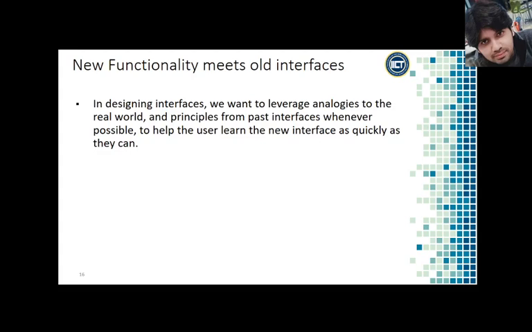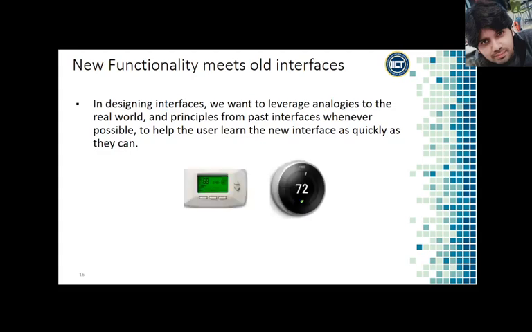Now, in designing interfaces, we want to leverage analogies to the real world and principles from past interfaces whenever possible to help the user learn the new interface as quickly as they can. But there is a challenge here. Why are we designing technology if we are not providing users anything new? If you remember, we discussed this thermostat in our last lectures, and I asked what the characteristics of these two thermostats are. This particular Nest thermostat is actually based on speech recognition, and it has a sensing capability to adjust the temperature on its own.